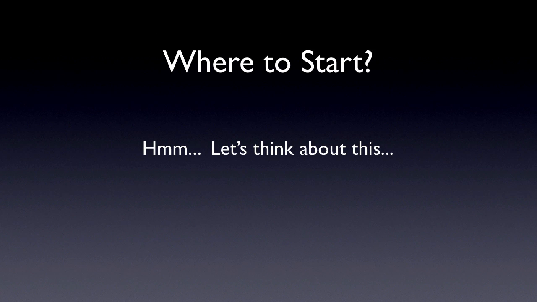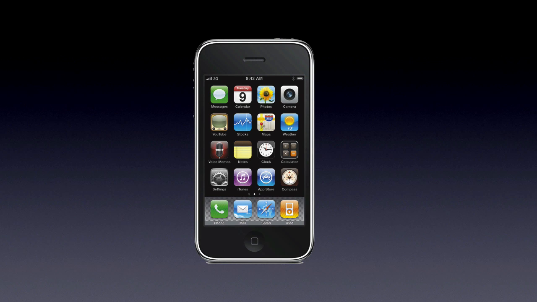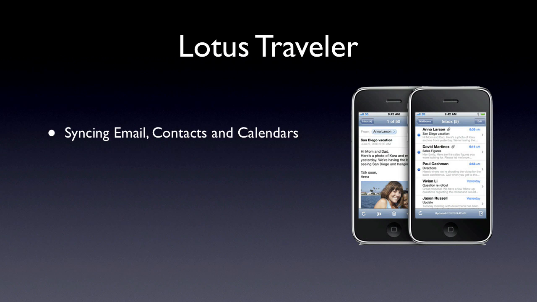Okay, so where do we begin? Oh yes, the iPhone. Yeah, I almost forgot all about that. 8.5.1 gives us an improved version of Traveler, which gives us native support for the iPhone. Finally, so this is what we've been wanting. They've given us the web interface before, and that's good, but it's not the same as having a native app. So now Traveler is going to give us native syncing of the email, contacts, and calendars.